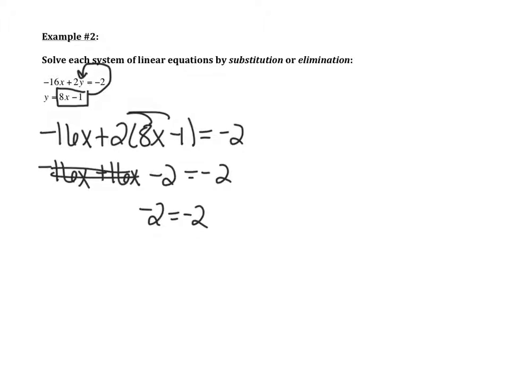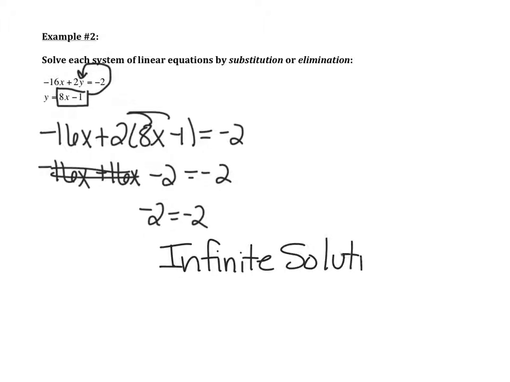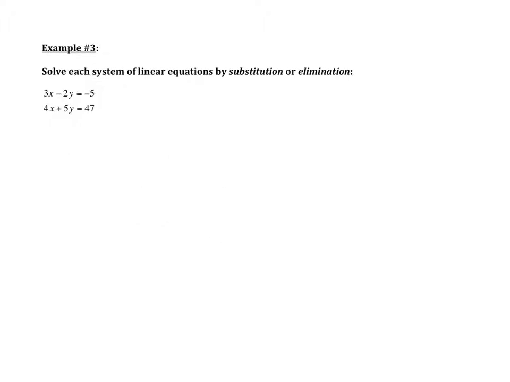Whenever your variables cancel out like they did here, or if you were doing elimination and both your x and your y eliminated each other, and you end up with a true statement like this, negative 2 equals negative 2. If you were doing elimination, it would be 0 equals 0. But in either case, this is a true statement. Whenever you get a true statement, your answer is infinite solutions. And we'll see later in the notes here what that actually means for a system of equations to have infinite solutions. And now let's look at example number 3.